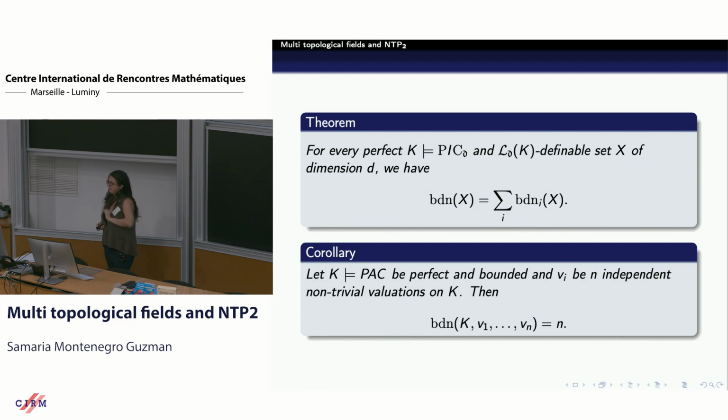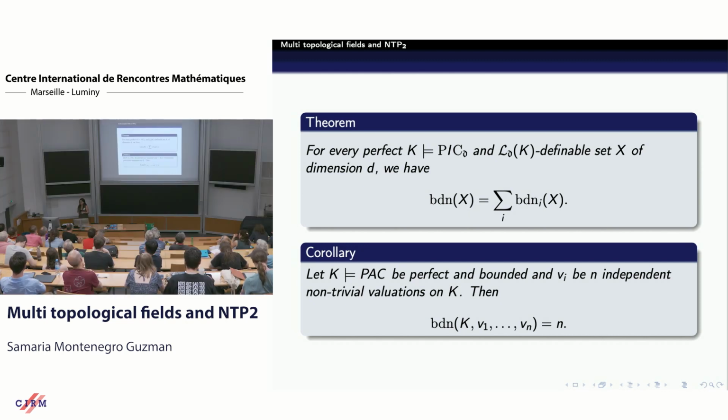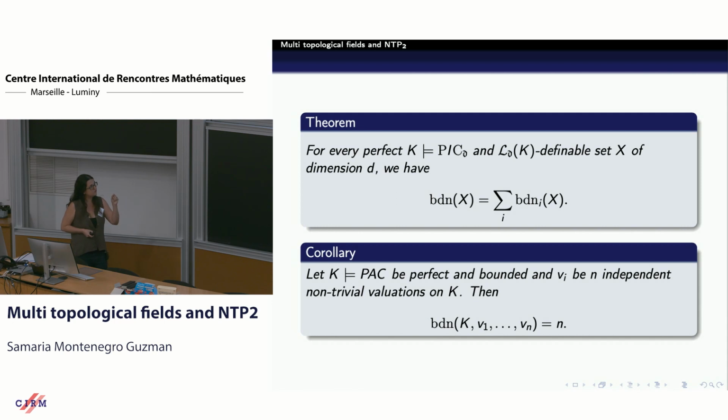for every perfect PIC field, the burden of a set which has dimension D will be the addition of the burden for each i. So it's fine. So that gives us a corollary, which is kind of nice, because we already proved, and you have to believe me, because it's not really easier, that a perfect PAC field with different topologies is PIC.